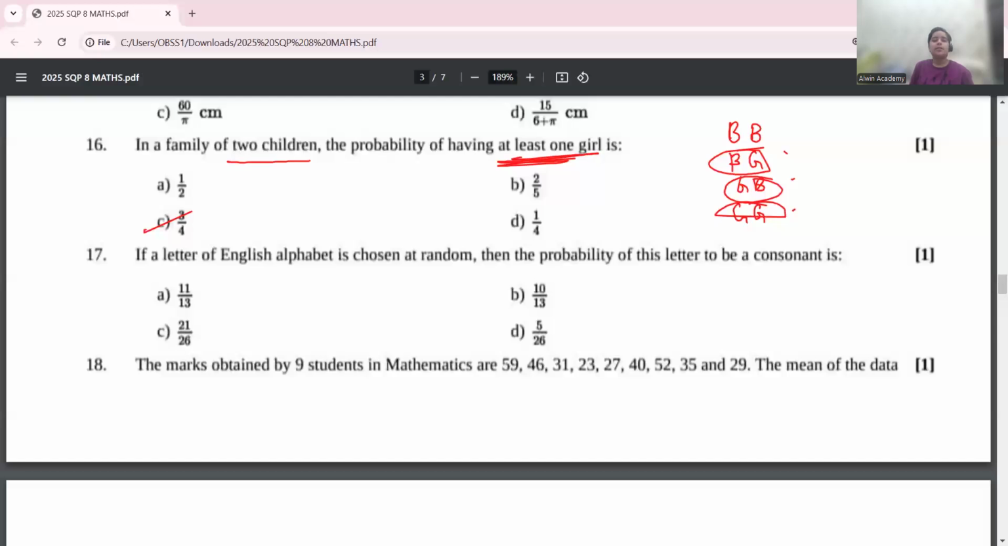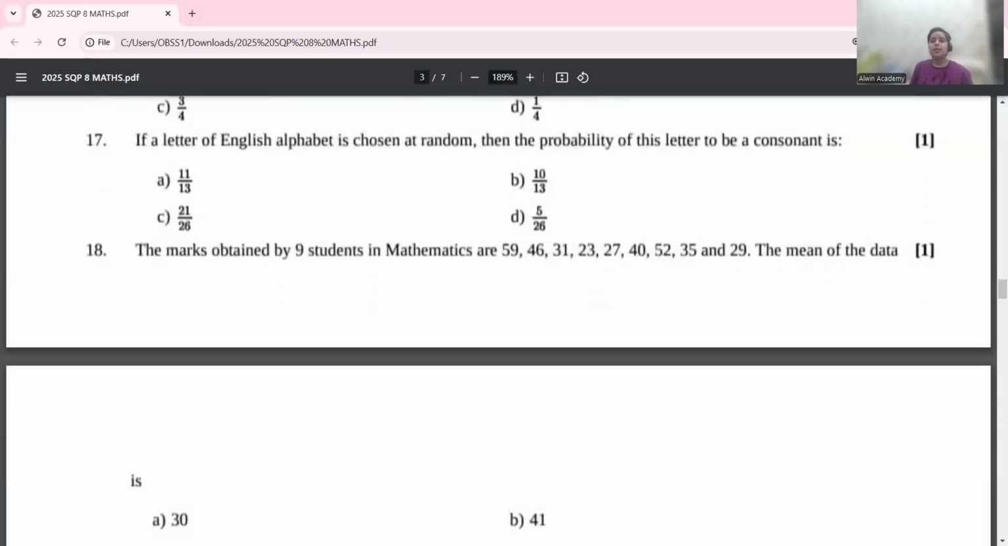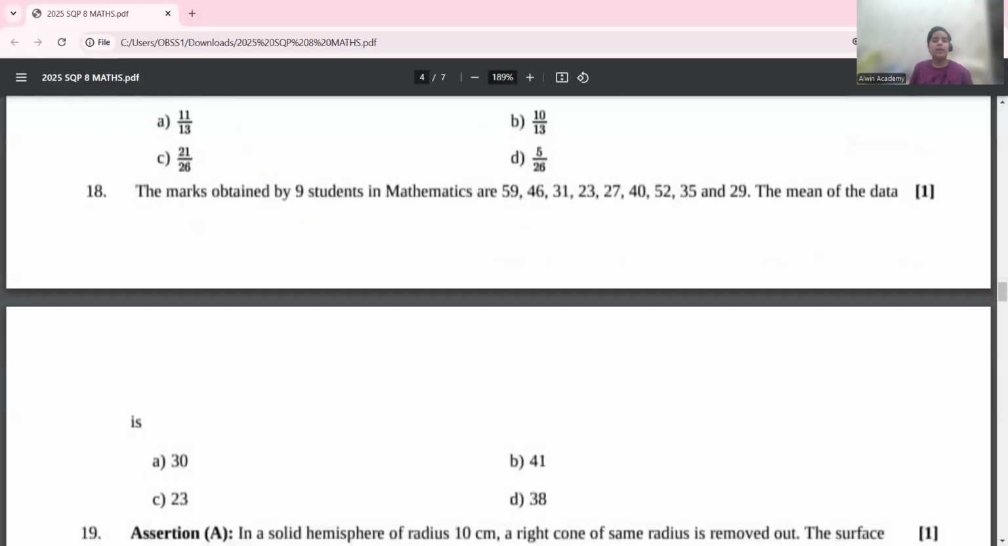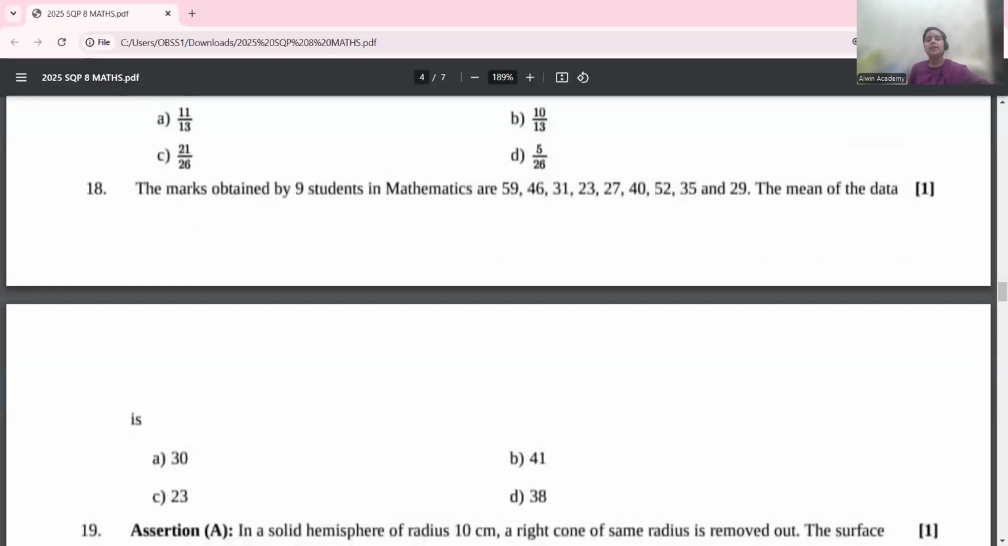Going to the next question. If a letter of the English alphabet is chosen at random, then the probability of this letter to be a consonant is. Now, in the English alphabet, there are two types of letters: vowels and consonants. There are just 5 vowels, which are A, E, I, O, U. The rest of the 21 letters are consonants. So the probability becomes 21 upon the total letters 26. Option number C.